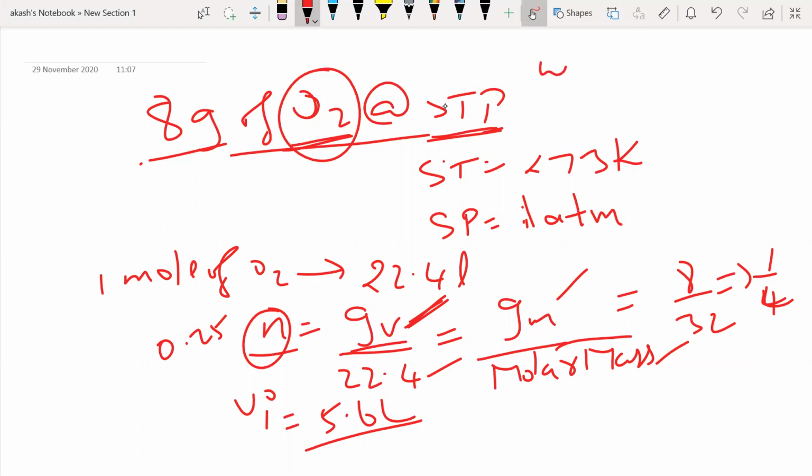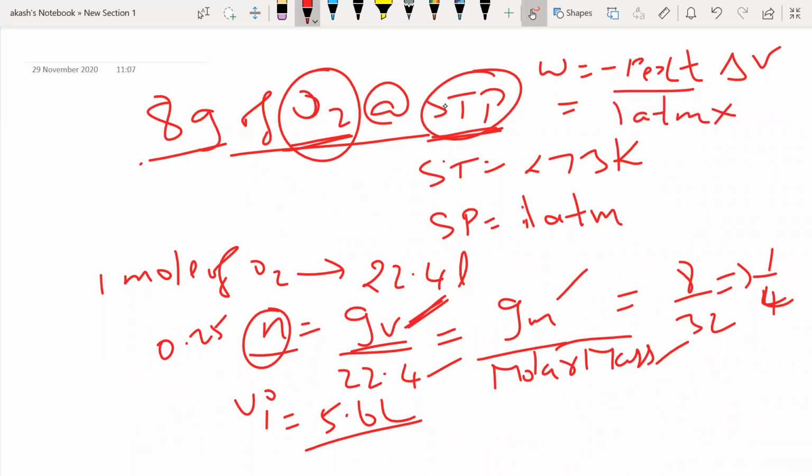So what happens now when I go for my W, it is just minus P external del V, right? Now what is the external pressure here? Given, right? 1 atm. Exactly. STP is given, so it is 1 atm into V2 minus V1. And I know we said that volume is getting doubled, right? So it will be 2 VI minus VI, which will become VI. I think I explained the step before itself.